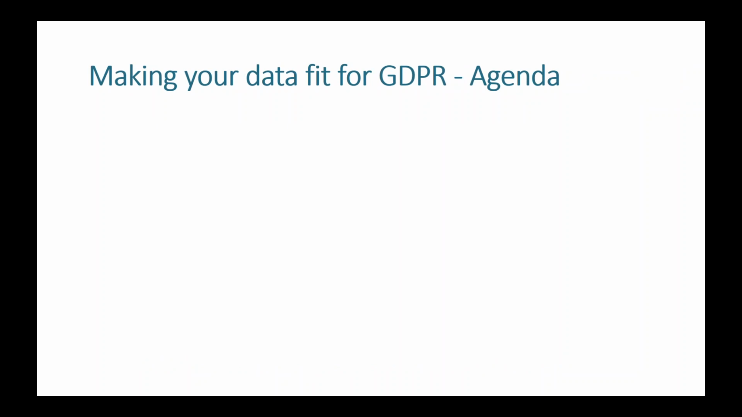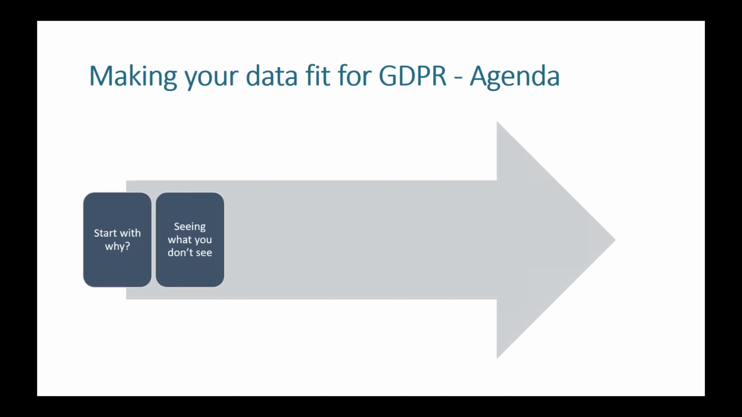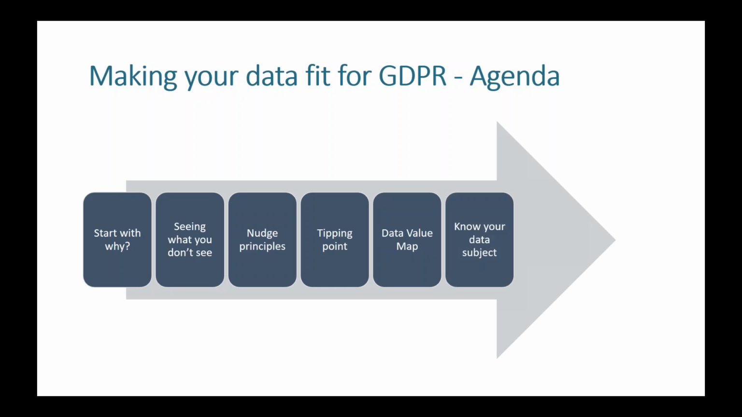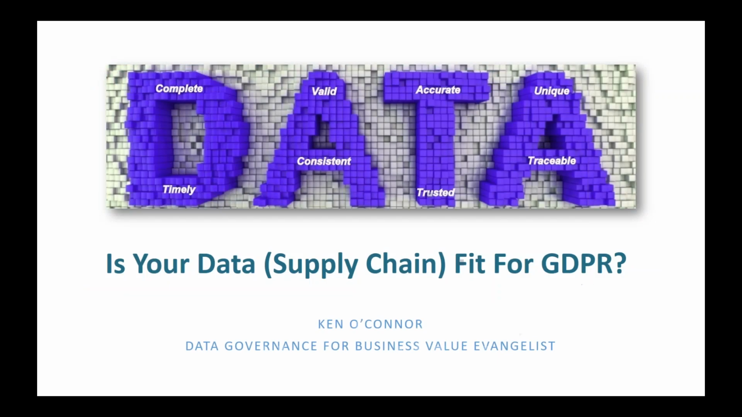So the agenda for today, Ken's going to take us through some key points. We've just covered the start with the why. Ken is then going to show us about seeing what we don't see. Then we're going to talk about some nudge principles, the tipping point, and then the data value map. Then I'll come back and talk about knowing your data subject, unraveling the mess, and creating that single subject view. So I'll hand over to Ken at this point. So over to you.